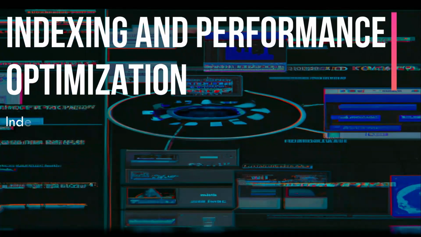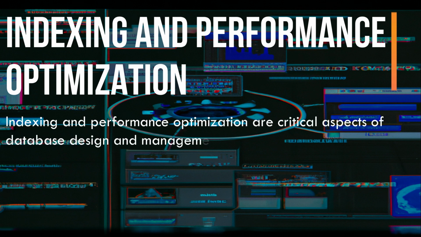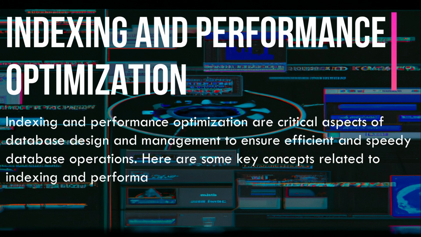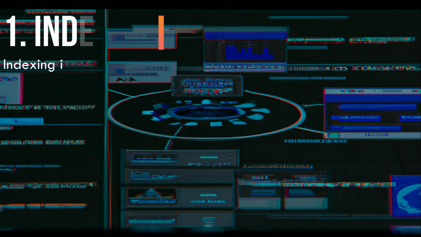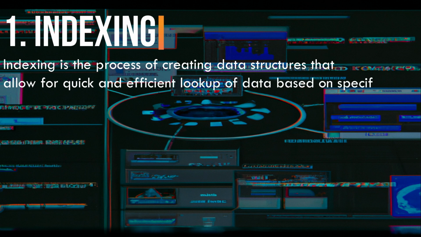Indexing and performance optimization. Indexing and performance optimization are critical aspects of database design and management to ensure efficient and speedy database operations. Here are some key concepts related to indexing and performance optimization. 1. Indexing. Indexing is the process of creating data structures that allow for quick and efficient lookup of data based on specific columns in a database table.